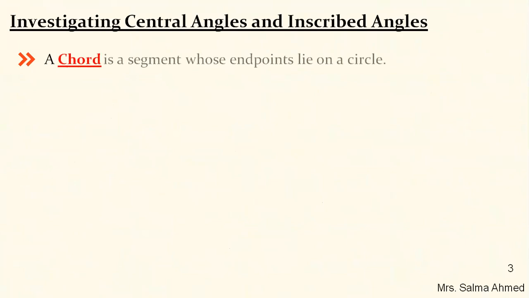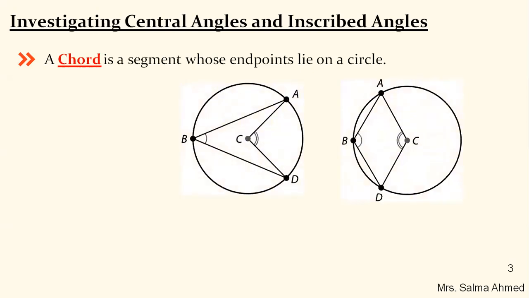What is a chord? It is a segment whose endpoints lie on a circle. So if I have these two different circles, and I have 2 points, B and A, and I join them, this is called a chord. So the chord is a line segment between 2 endpoints lying on the circle. Another one, if I join B and D, this is called another chord.